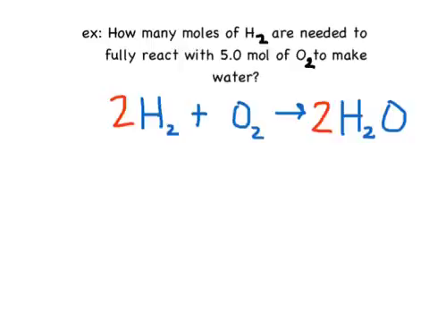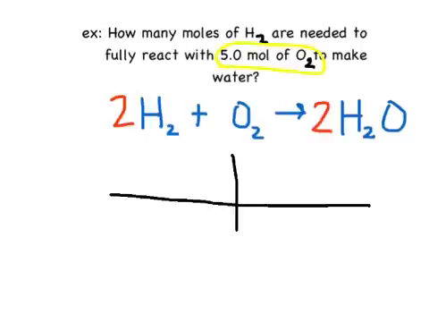All right, so that's what you should have gotten. So first step, make sure the equation is balanced. We got 4 hydrogens on the left, 4 hydrogens on the right, 2 oxygens on the left, 2 oxygens on the right. Looks balanced to me. Let's move on to step 2. Step 2 says to make one bridge. There we go. Going from moles of the known substance, moles of what we're given in our question. 5 moles of O2.